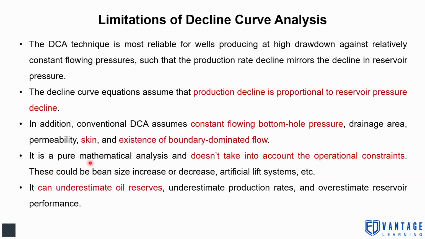It is a purely mathematical analysis and doesn't take into account operational constraints. These could be bean size increase or decrease, artificial lift systems, etc. So bean size is generally the choke size.